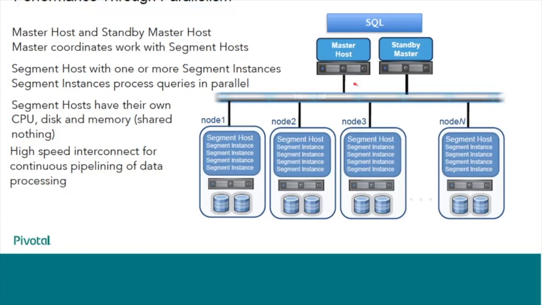There is another component in the diagram: the private interconnect network, so that the master and the segment servers are all on that super fast interconnect network. Essentially, this is the architecture of a Greenplum database.